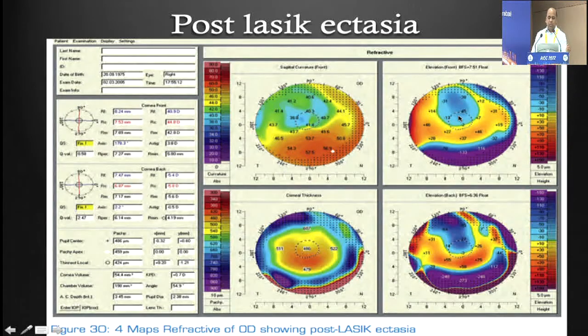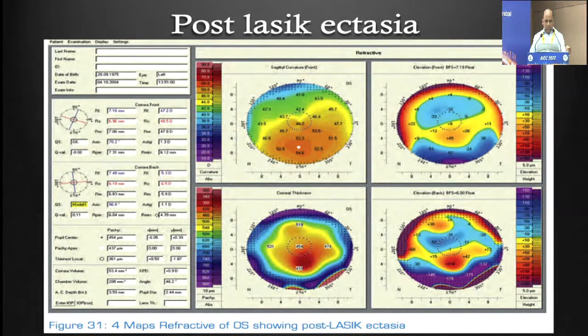This is another map of post-LASIK ectasia. Normally after LASIK surgery, there is central flattening and peripheral steepening. But in this case you can see there is central steepening shown by the red color and peripheral steepening shown by the blue color, just opposite of LASIK. So it confirms that ectasia is taking place.